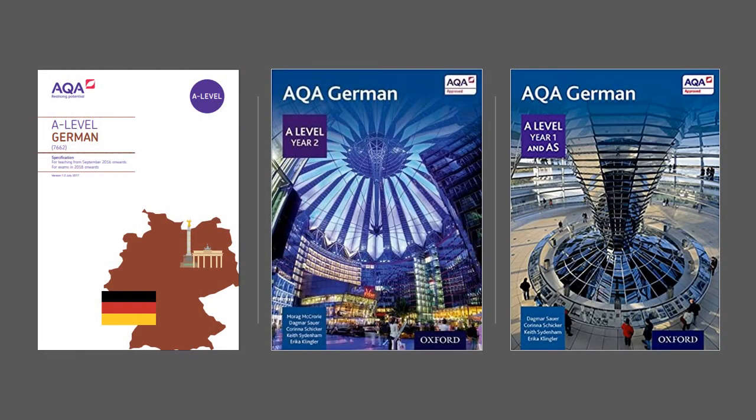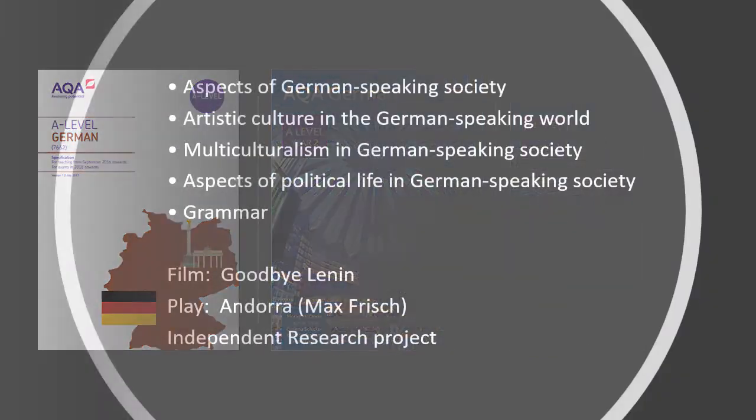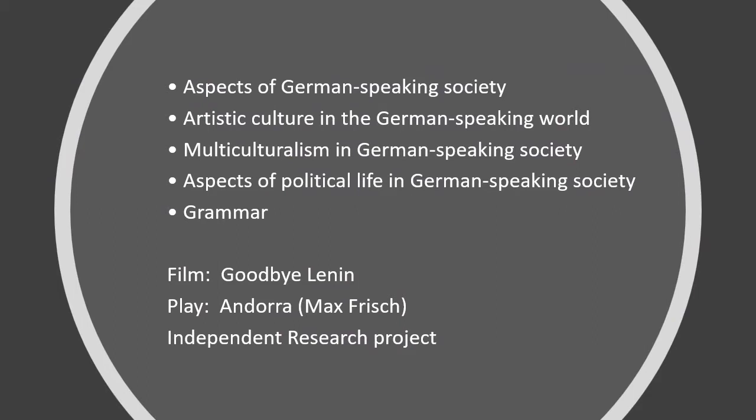At Beacon, we follow the AQA A-level German. We use the 2 Oxford textbooks, the online platform Caboodle, the wealth of material from Deutsche Welle, and many other authentic German sources. During the 2-year course, we follow 4 themes.